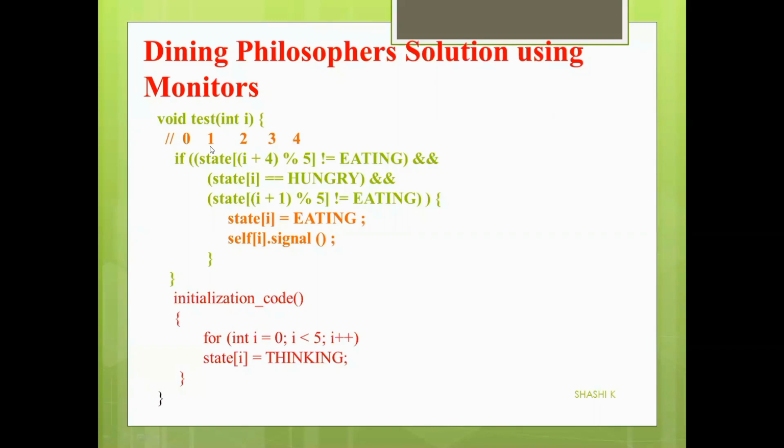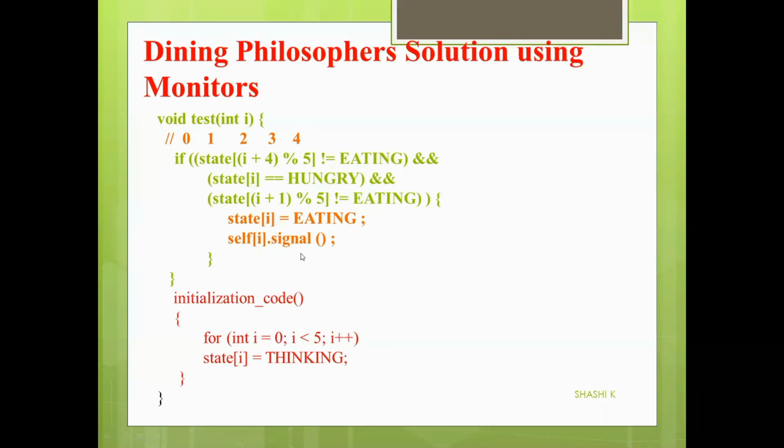And he will check the state of his right philosopher, which is given by I plus 1 mod 5. So I plus 4 mod 5 indicates the state of the left philosopher, and I plus 1 mod 5 indicates the state of the right philosopher. Now we have an AND condition here. Only if all these three conditions are satisfied will it execute this block, where the state of the current philosopher is set to eating, and then a signal operation is invoked.